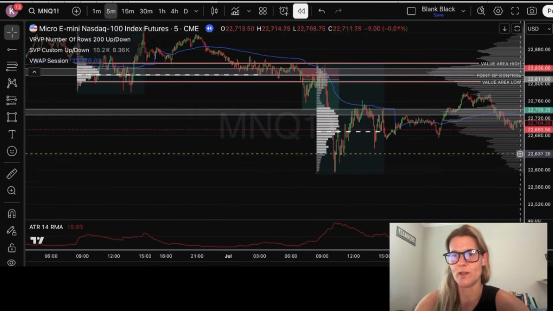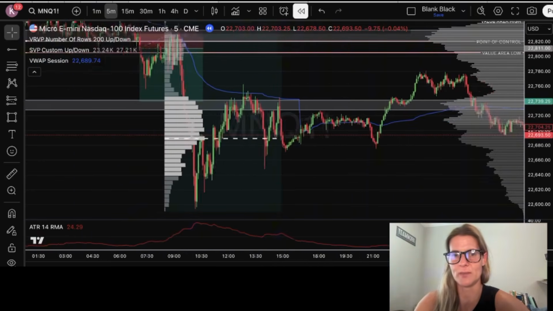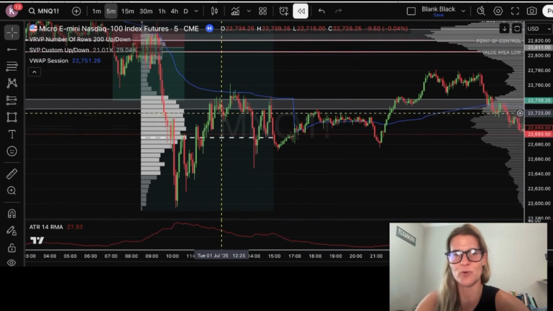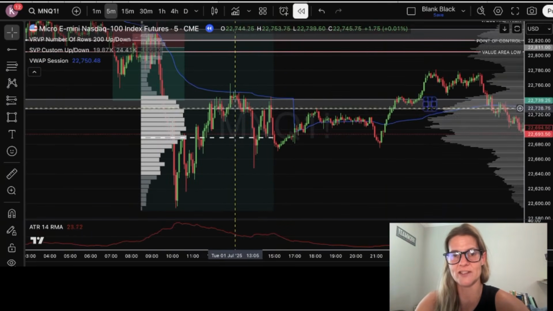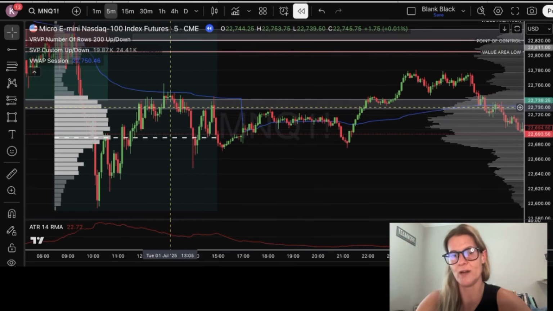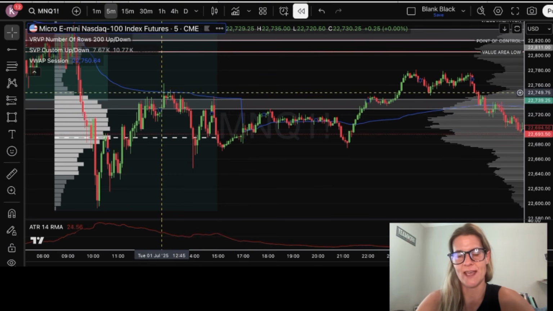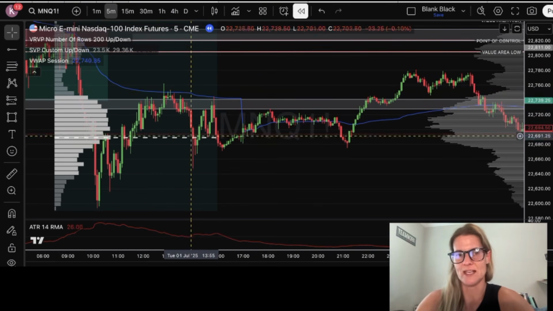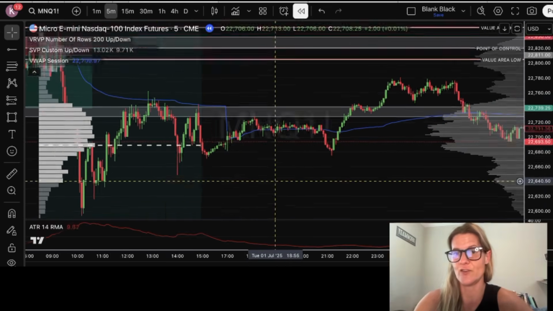So again, I was going super fast in replay mode, but as price comes up and starts to reject, you can see how price reacts before entering a short. You don't want to just have a limit order set at VWAP and automatically take a short. You want to see how it reacts first.